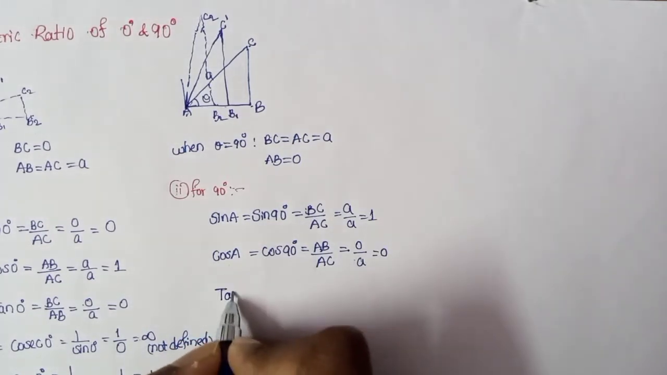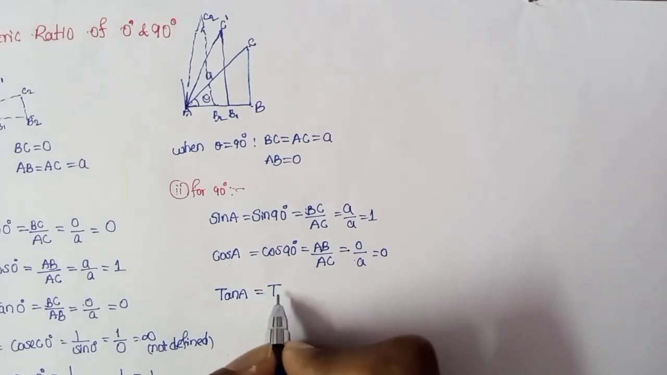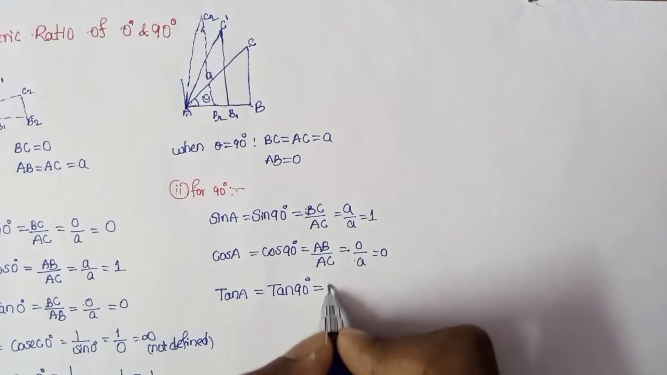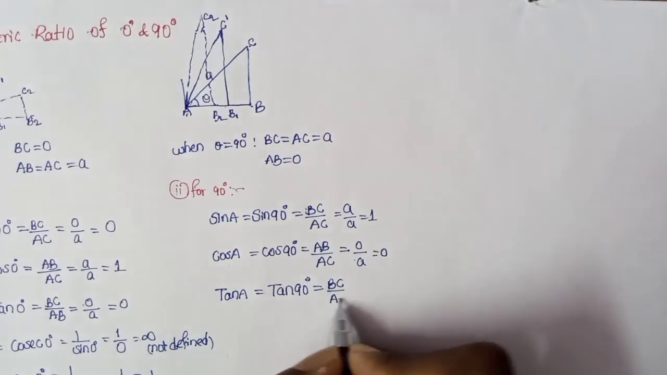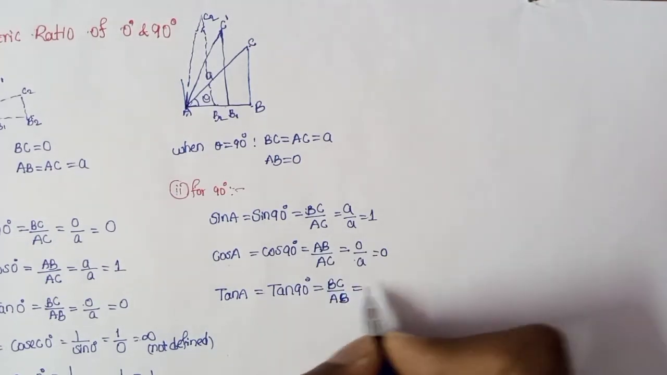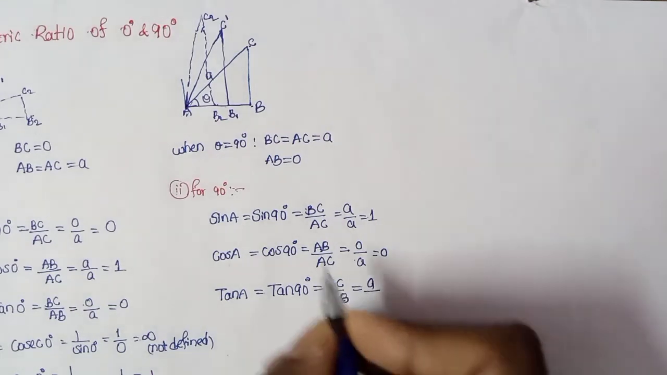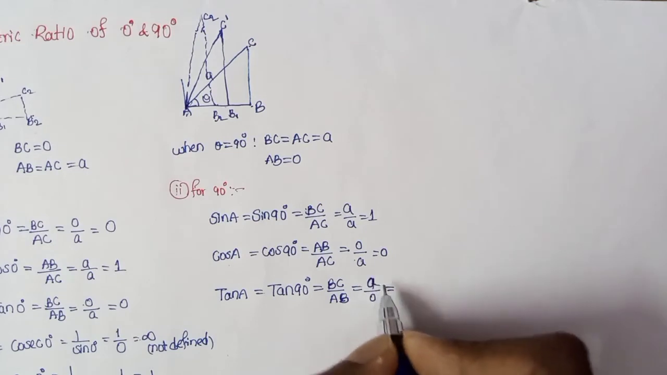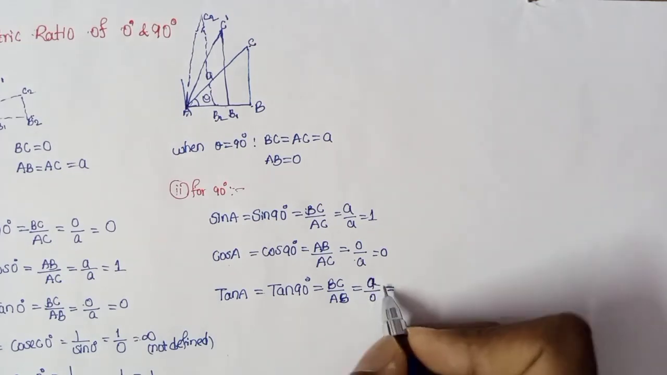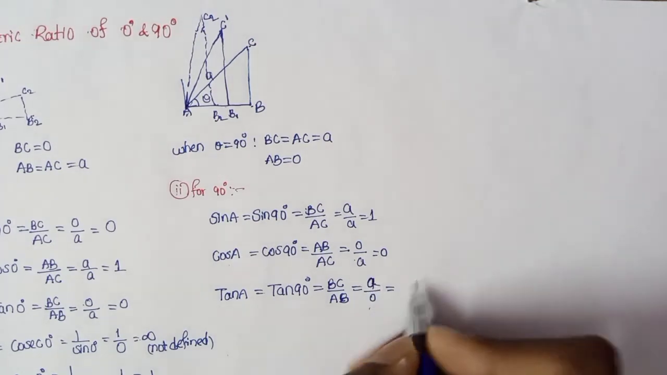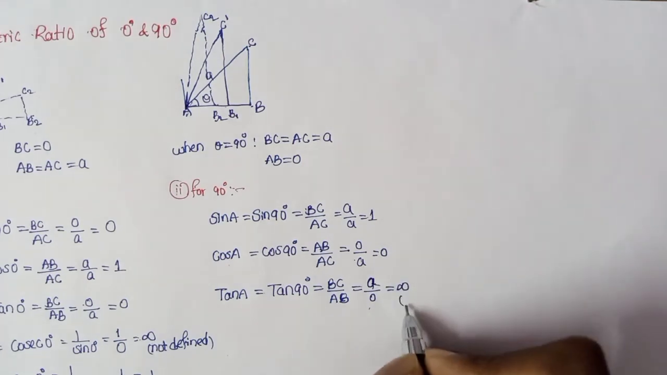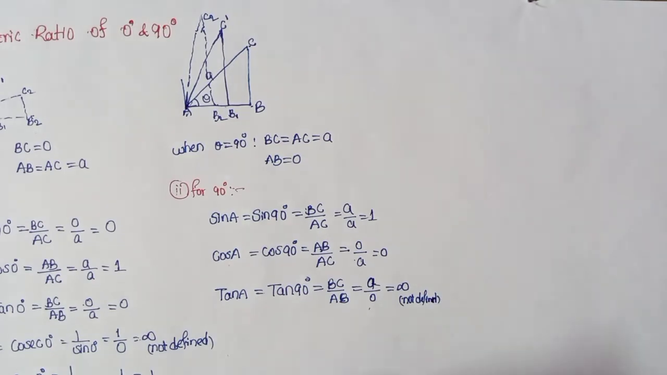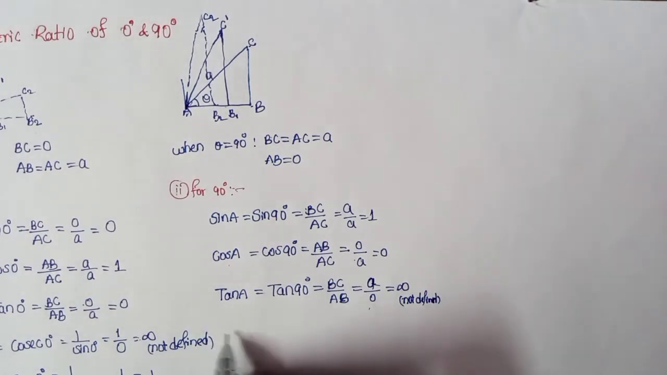Next, tan A. Tan A, that is tan 90, is equal to BC by AB. What is BC? A. What is AB? 0. So that means A by 0, which we already said, is infinity. That means undefined or not defined. Remember this, not defined.